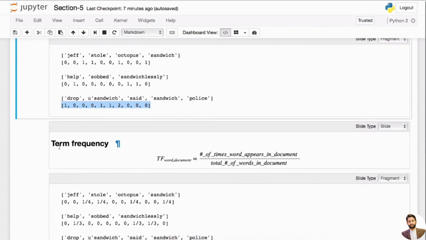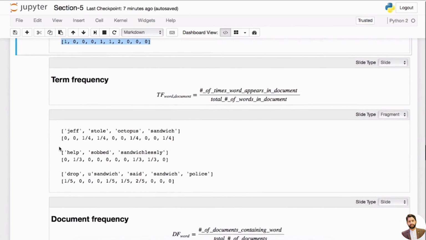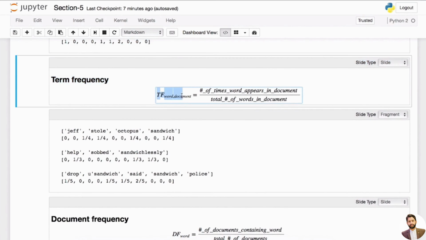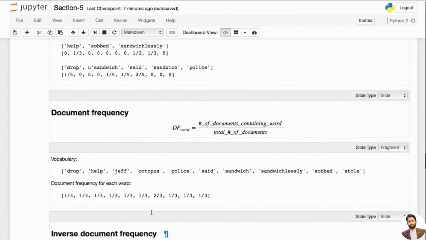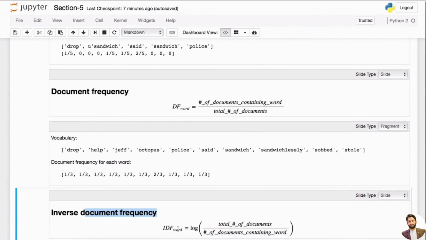And the other way is called TFIDF. TFIDF has two components. The first one is called term frequency, so that's TF. And then IDF is inverse document frequency.